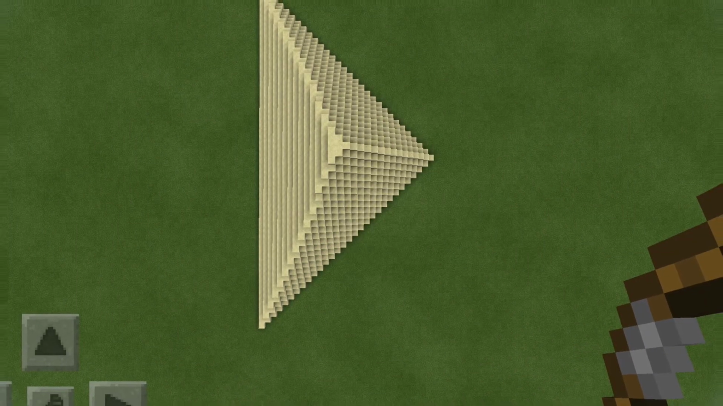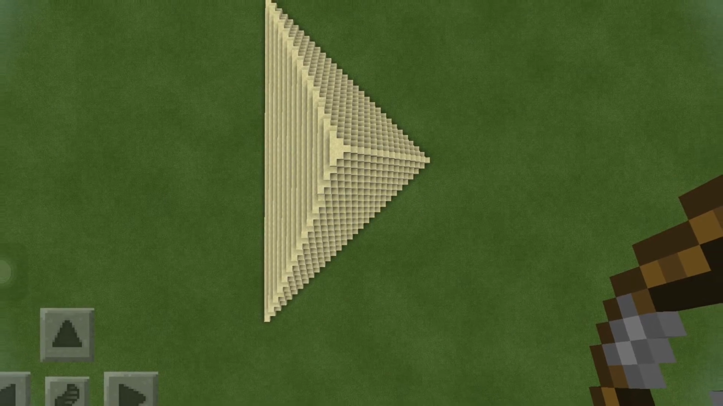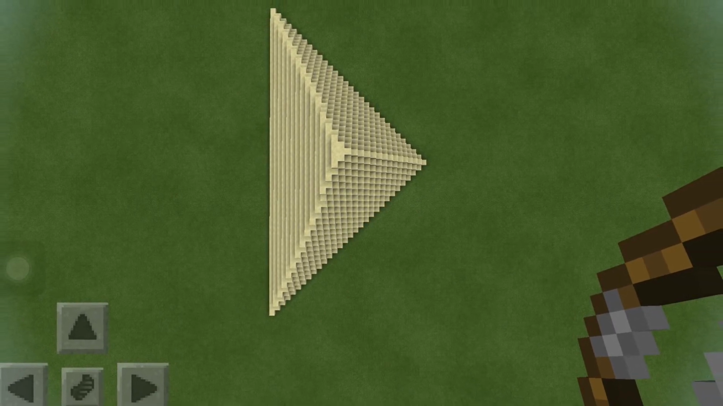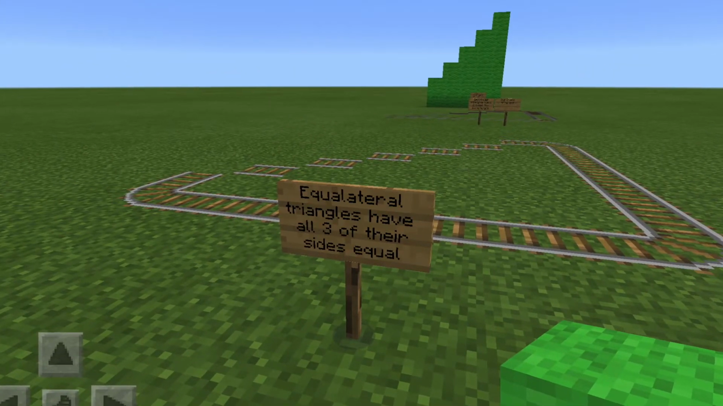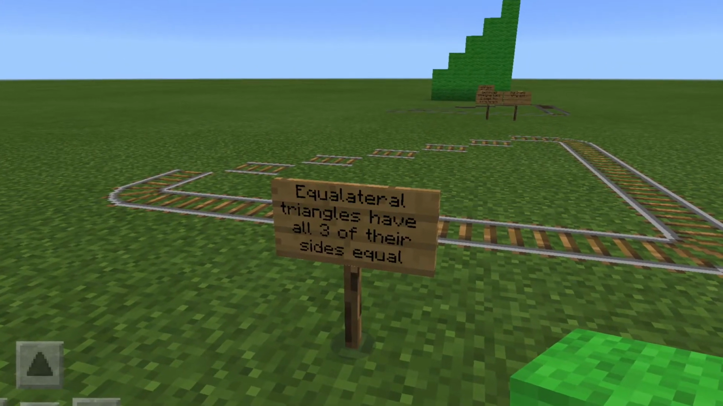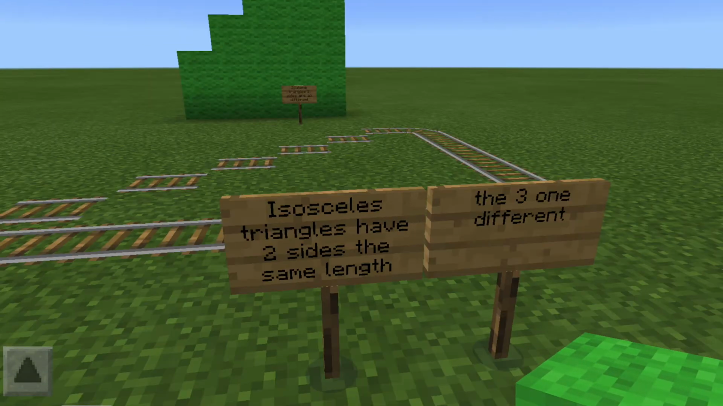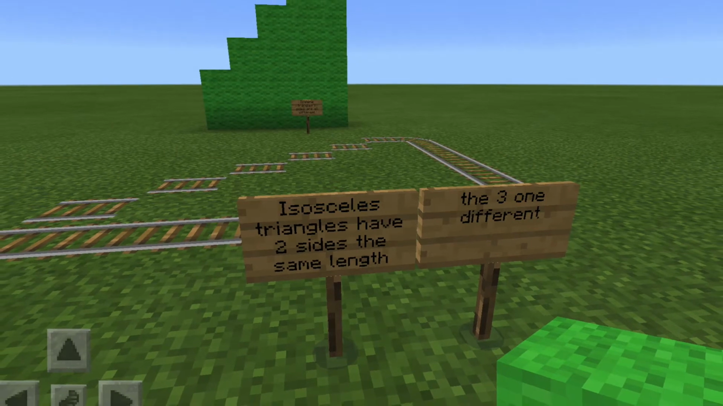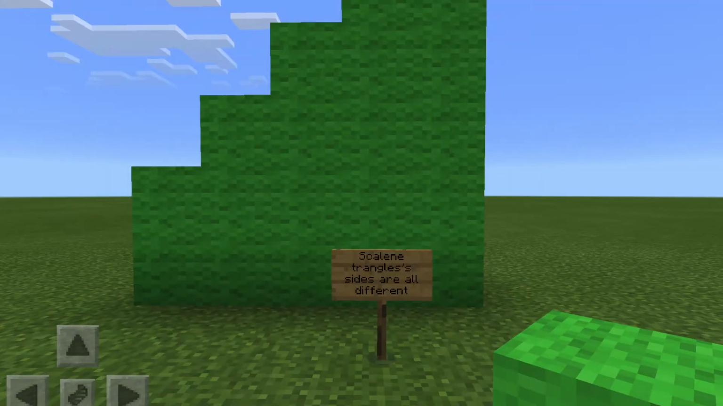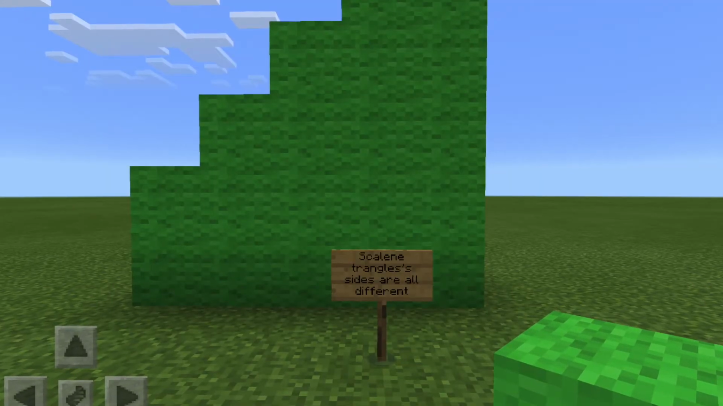A tetrahedron is like a triangular-based pyramid. Equilateral triangles have all three sides of equal lengths. Isosceles triangles have two sides the same length and one side a different length. A scalene triangle has all three sides different lengths.